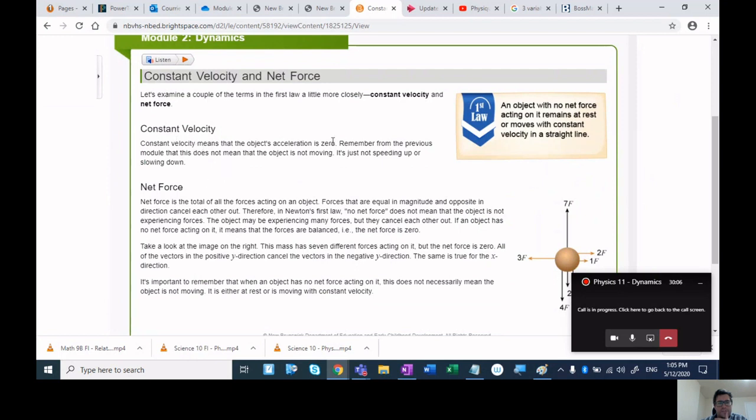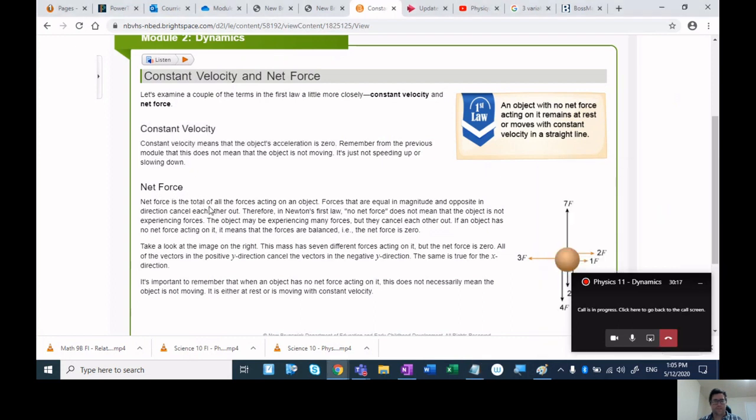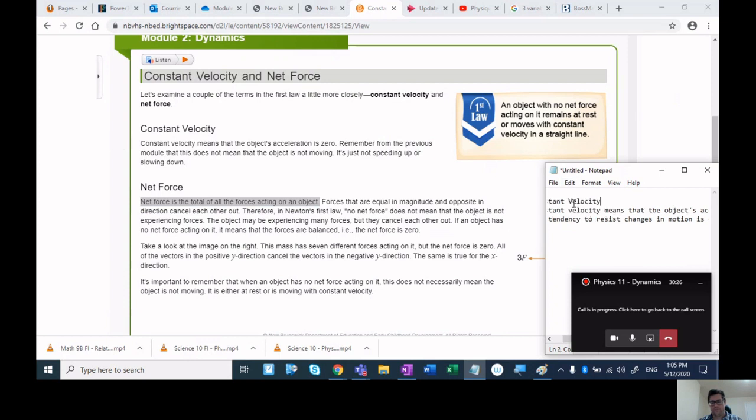Constantly means the object's acceleration is 0. That's a good note. Look, there are black words, we need to take notes. Net force is the total of all the forces. Nice. Literally copy and paste, 3 things we're going to need on the quiz.